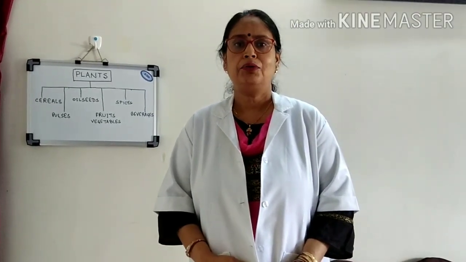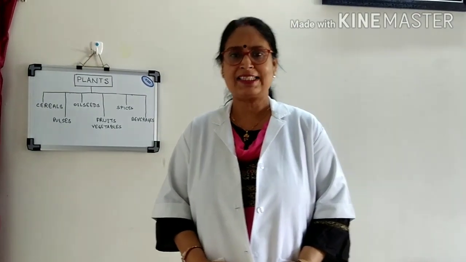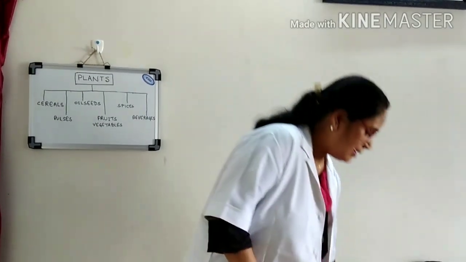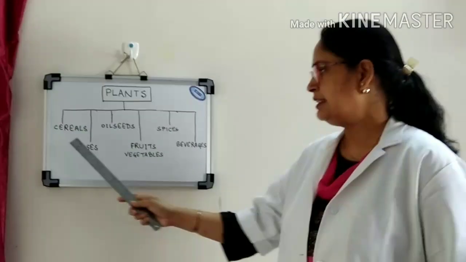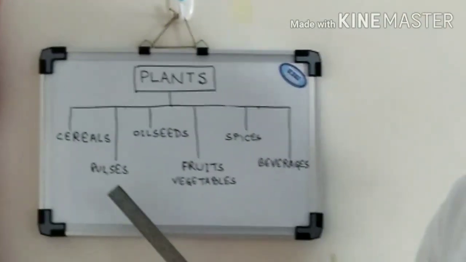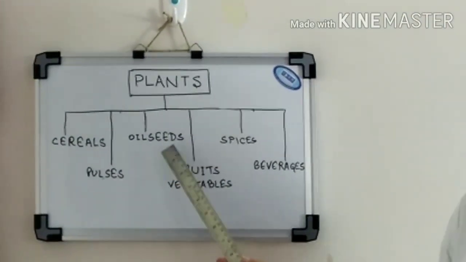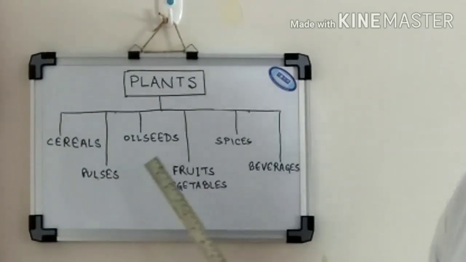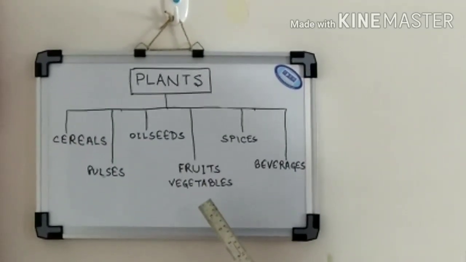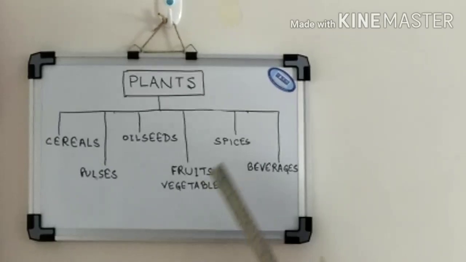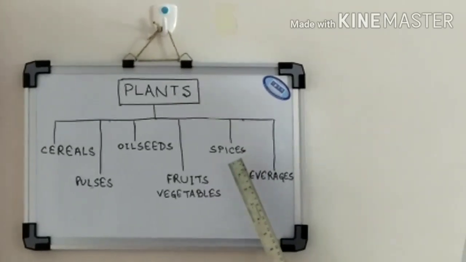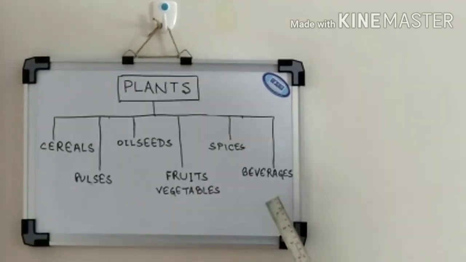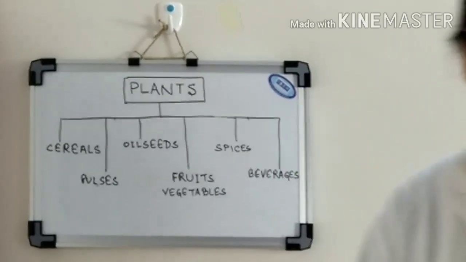So you have learned that we get 6 types of food from the plants. Number 1, cereals. Number 2, pulses. Number 3, oil seeds. Number 4, fruits and vegetables. Number 5, spices. And number 6, beverages.